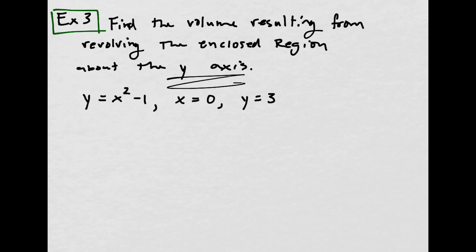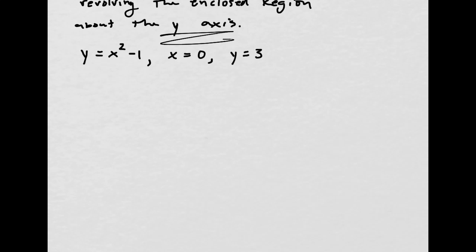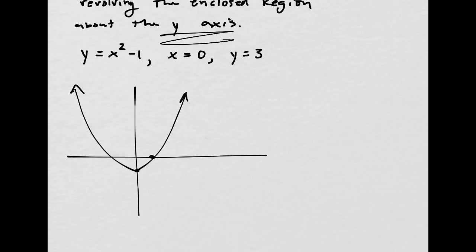Let's draw a picture. A lot of the time you want to solve for y anyway, just so you'll be able to graph it a little bit easier. We have x squared minus 1. That's just, we go down 1, right? x equals 0 is the y-axis. And y equals 3. Y equals 1, 2, 3. So that's y equals 3. I will write that. Y equals 3. Y equals x squared minus 1.